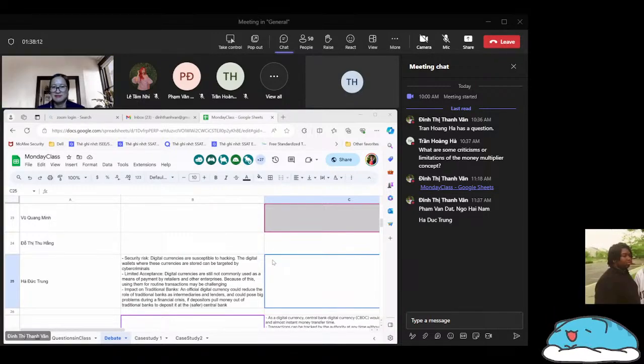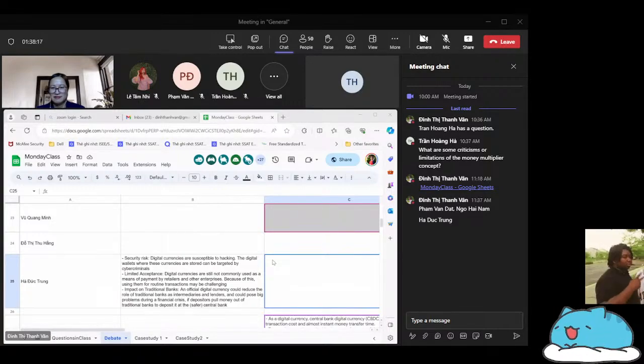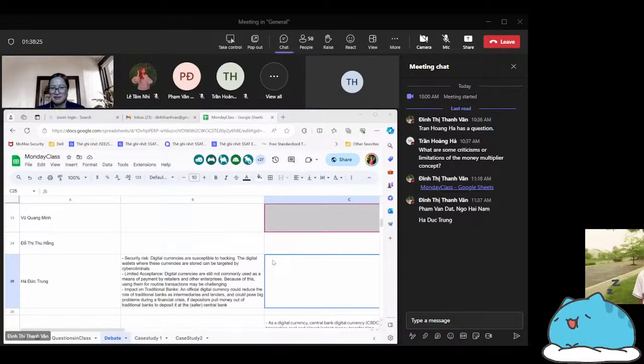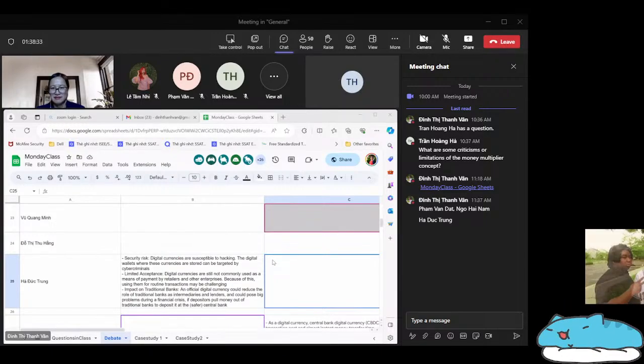And lastly is the impact on traditional banks. An official digital currency could reduce the role of traditional banks as intermediaries and lenders, and could pose big problems during a financial crisis, if depositors pull money out of traditional banks to deposit at the safer central bank.